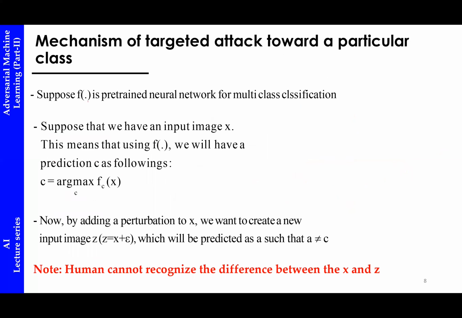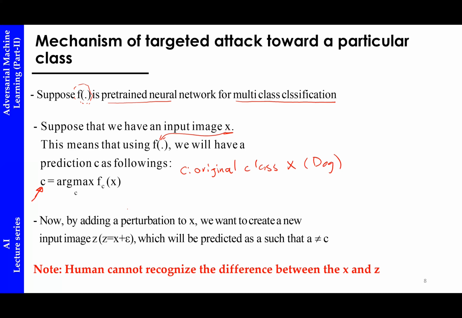Suppose that we have a classifier f. f is a classifier, and the dot in the brackets means it receives the input. The classifier is a pre-trained network, and this classifier can perform multi-class classification. We have an input x. If we feed input x into the classifier f, this classifier with high accuracy can predict x as c. Here, c is the original class of x. Let's say it is dog.